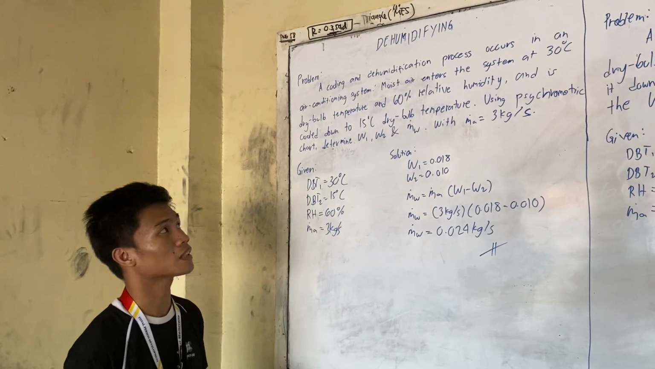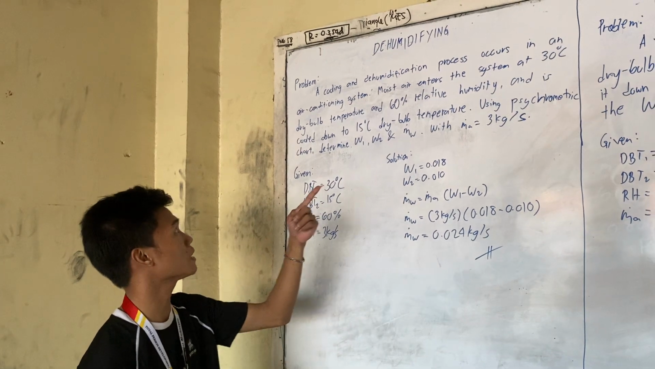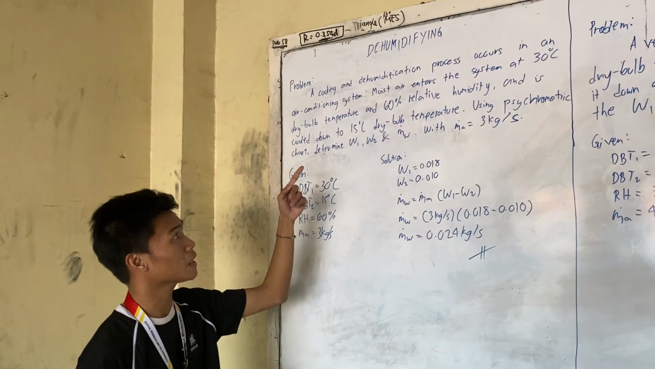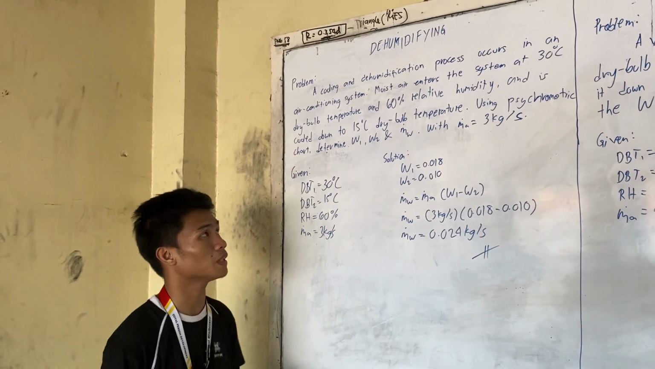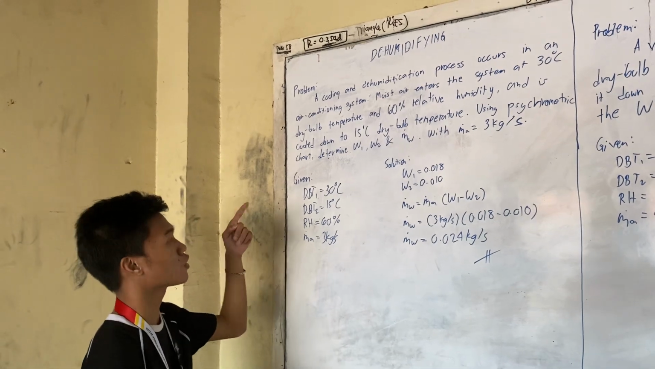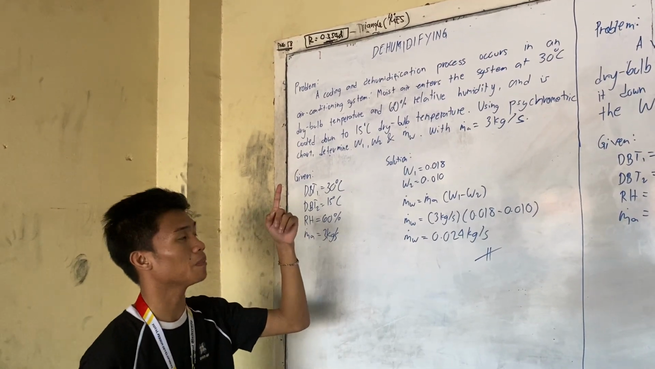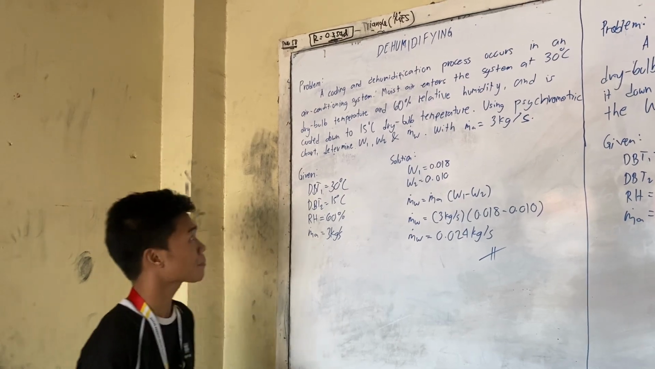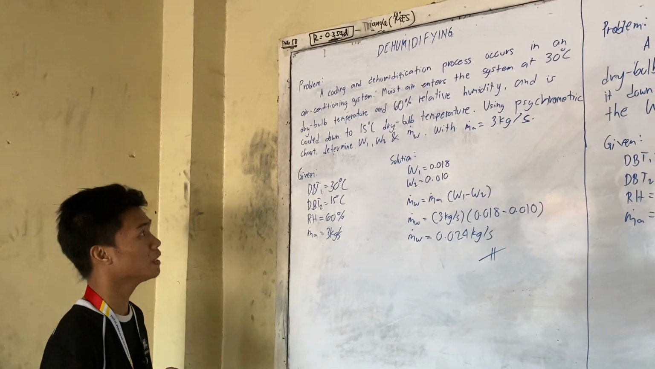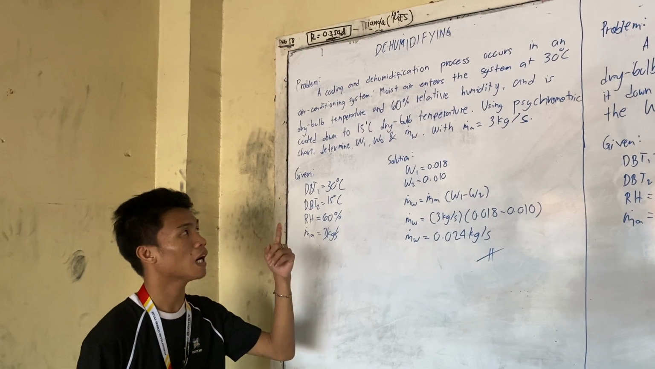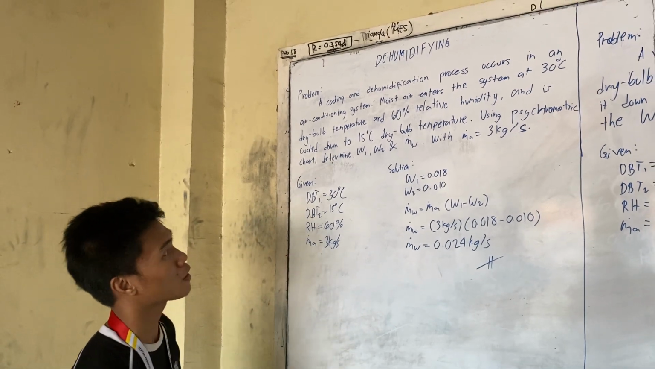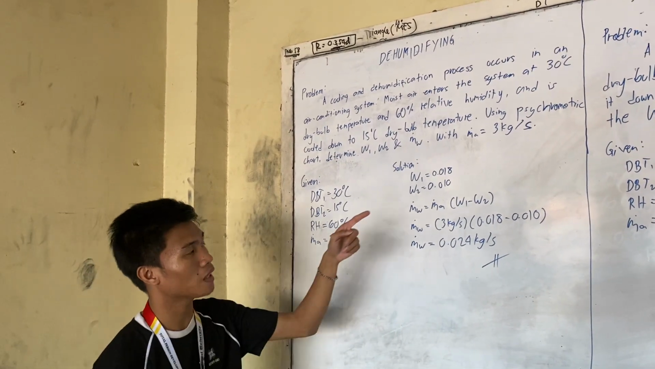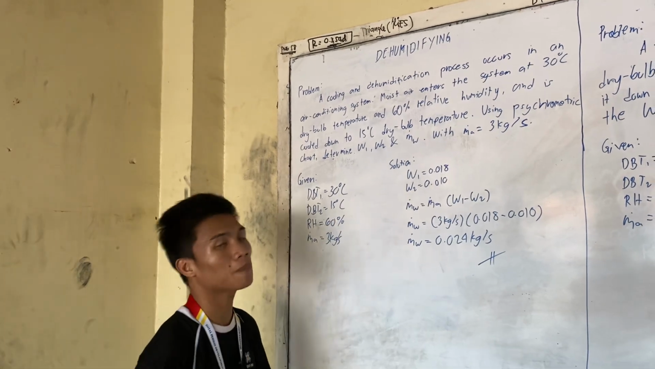Moist air enters the system at 30 degrees Celsius dry bulb temperature and 60% relative humidity, and is cooled down to 15 degrees Celsius dry bulb temperature. But using psychrometric chart, determine the specific humidity 1, specific humidity 2, and its mass flow rate of water with a mass flow rate of dry air of 3 kg per second.